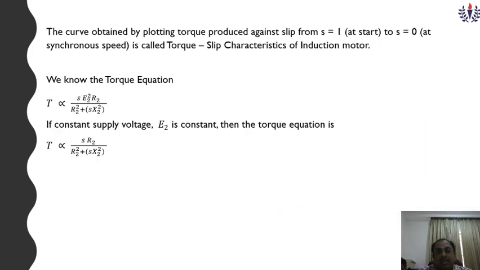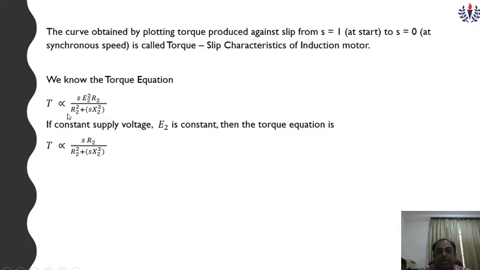The curve obtained by plotting torque produced against the slip, from s equal to 1 at starting position to s equal to 0 at synchronous speed, is called the torque slip characteristics of induction motor. We know the torque equation.